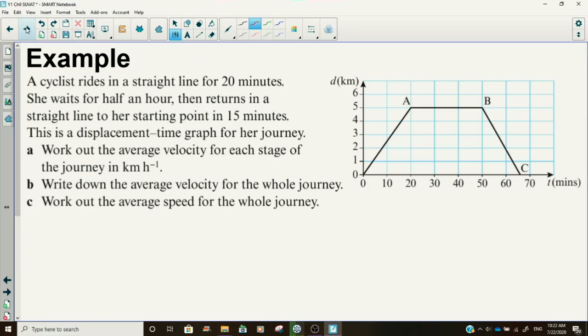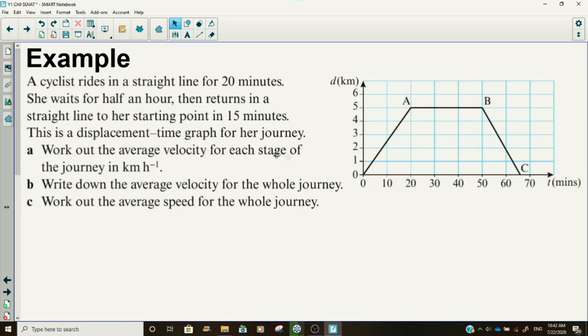Right, let's have a look at an example. In this example, we have a cyclist that rides in a straight line for 20 minutes. She then waits for half an hour, and then she returns back home. So the journey from 0 to A, that's when she's traveling. From A to B, that's where she's stationary. And then from B to C, she returns back home at point C. Now, B to C takes 15 minutes. So this is 65 minutes here when she gets to point C, which is actually back at the start.